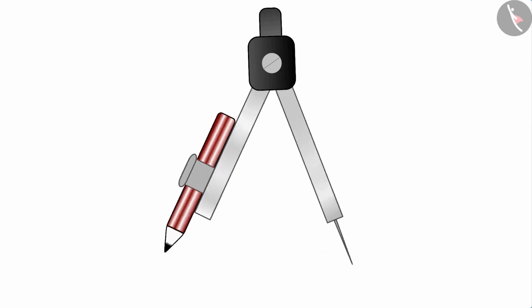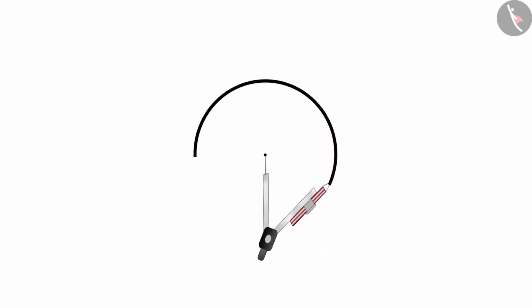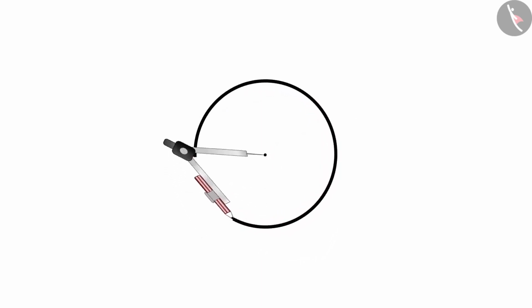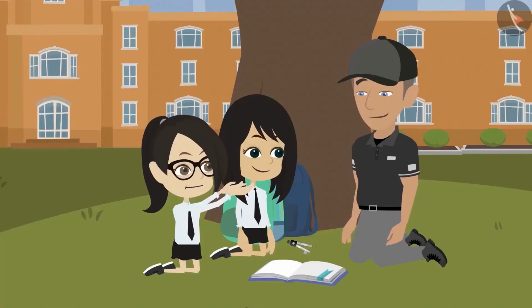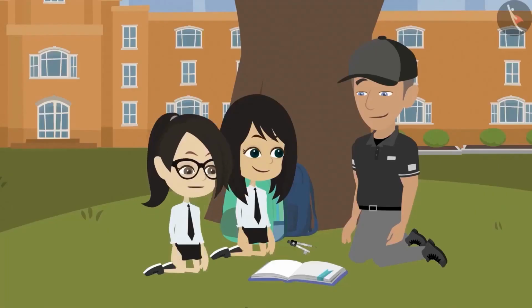Now pull apart the compass. Keep the pointed end on the paper and make sure that it does not move from its place while making the circle. Now we turn the pencil end on the paper. The pencil starts creating a circle on the paper. Once the circle is complete, remove the compass from the paper. Wow! This is an amazing tool. We can easily make a circle with this.